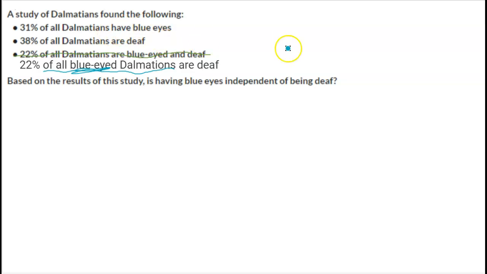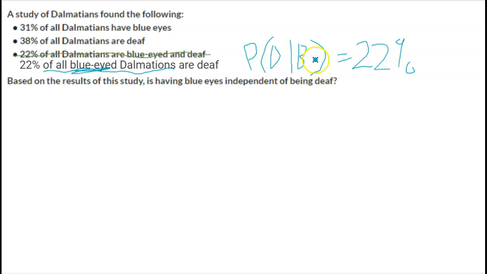Blue-eyed Dalmatians. So when I write this in probability, I have to immediately go, oh, I'm being given the condition, right, that the Dalmatian is blue-eyed. So I say given B, right? Given blue-eyed, the probability of being deaf is 22%, right? Probability of deafness given blue eyes is 22%, right? So there's the probability of deafness conditional on blue-eyedness, 22%.